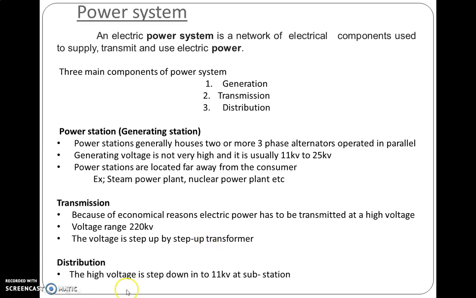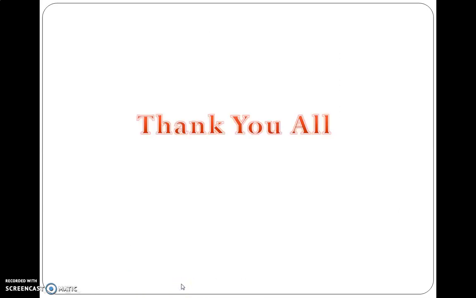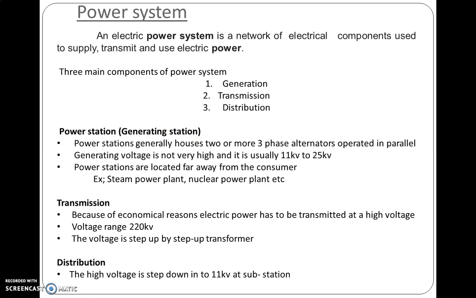Next one, distribution. The high voltage is stepped down to 11 kV at the substation. Again that 11 kV is stepped down to 440 volt for 3 phase or 230 volt for single phase.